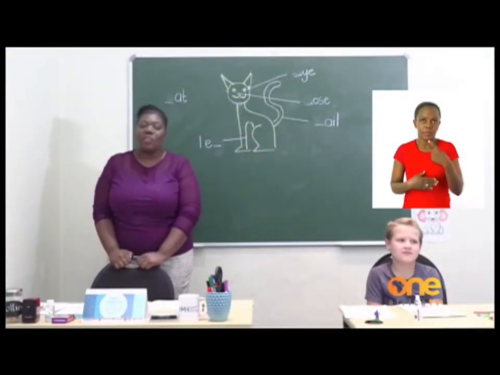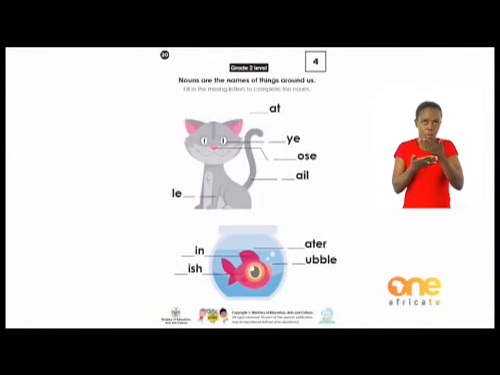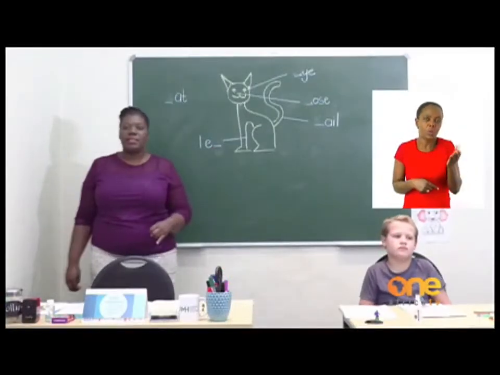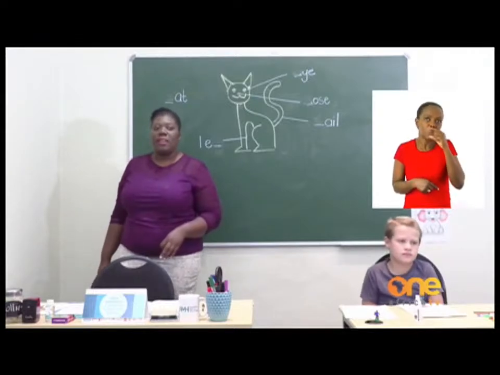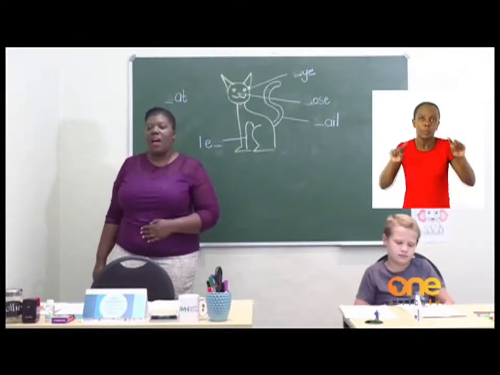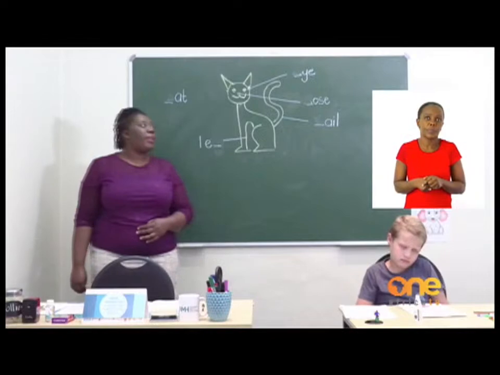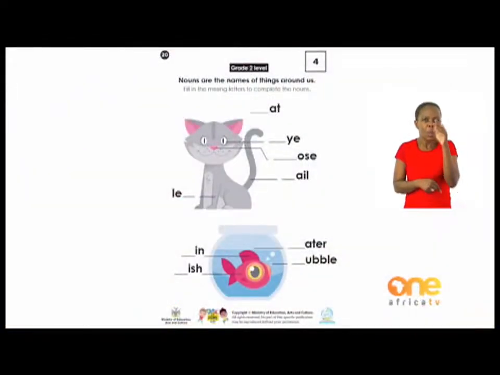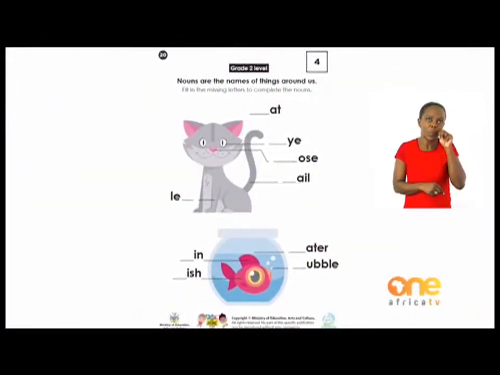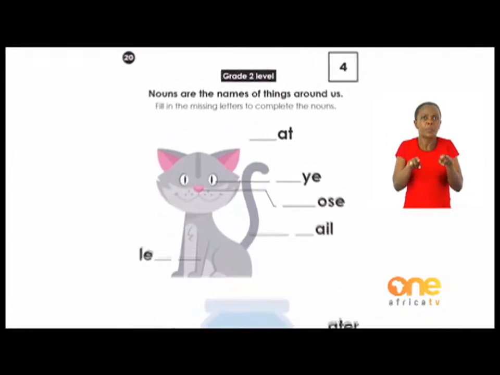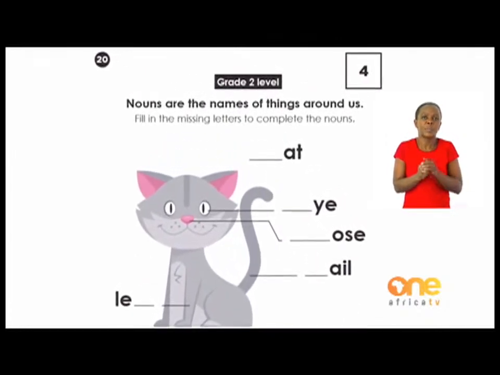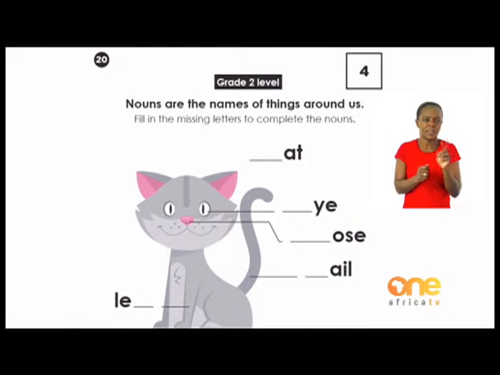Our next lesson is on page 20. We are going to be talking about nouns. Nouns are names of things around us. Names of places, names of people, names of things. These are nouns. I have one noun on the board. It is also in your book. Let us name the picture on the board.